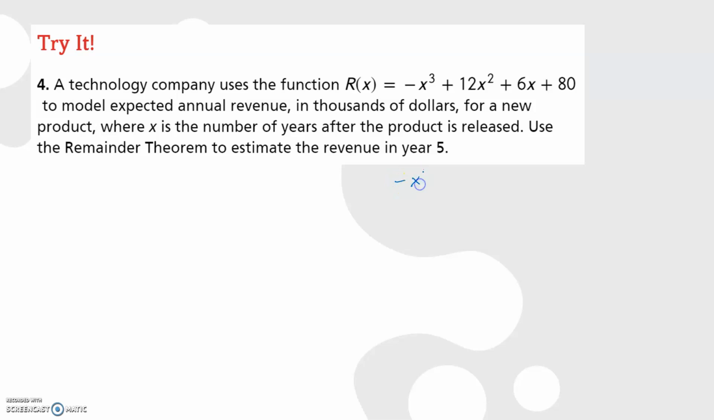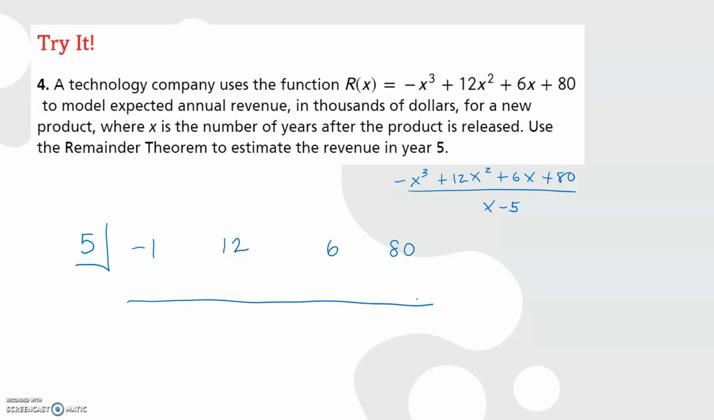So we are going to do the remainder theorem, which means we're doing negative x cubed plus 12x squared plus 6x plus 80 divided by x minus 5. So if I do synthetic division, that would be negative 1, 12, 6, and 80. I'm going to divide by 5. And then I bring my numbers down.